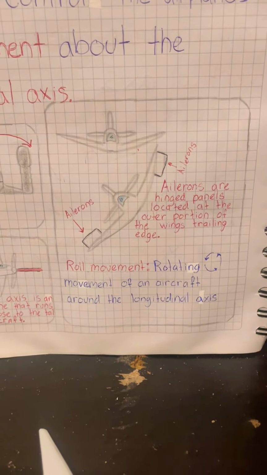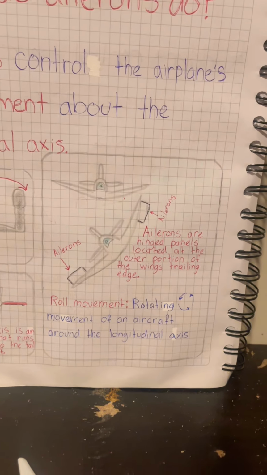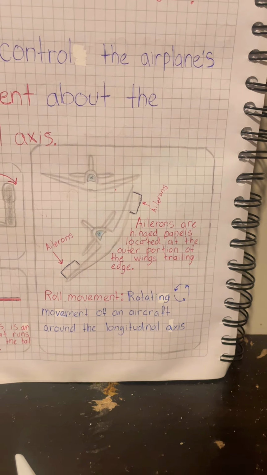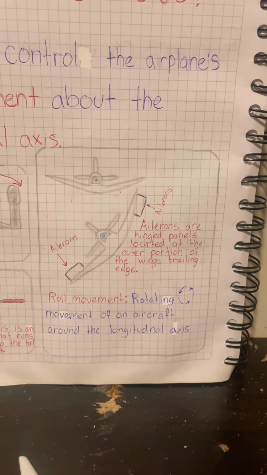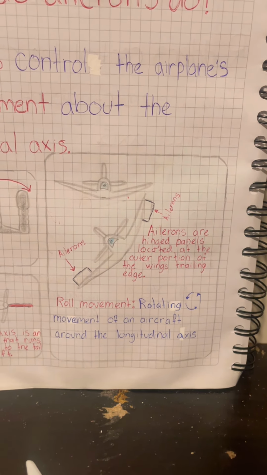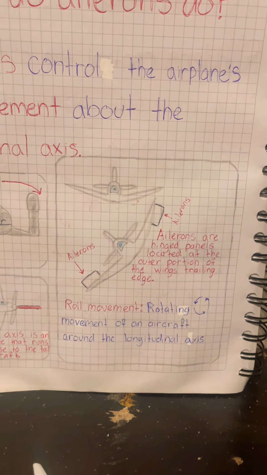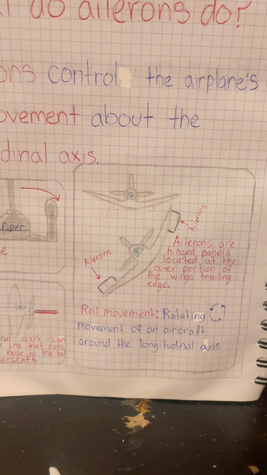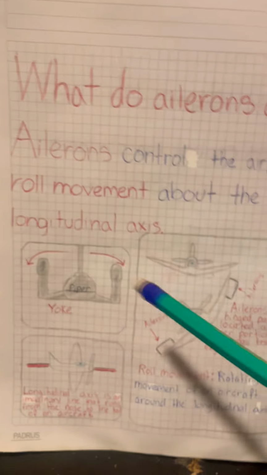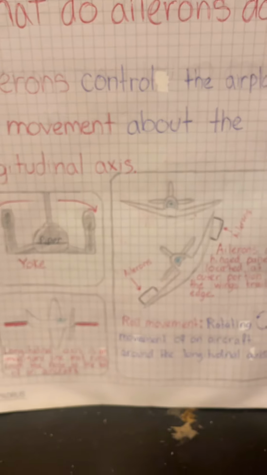Now let's read this information here. We have the illustration of an aircraft, and it says the ailerons are hinged panels located at the outer portion of the wing's trailing edge. So how are we going to be able to roll our airplane? Simple. We use the ailerons, right? Ailerons control the airplane's roll movement.